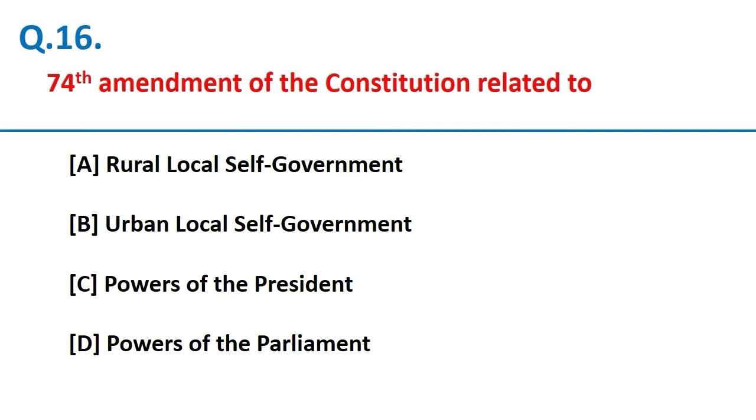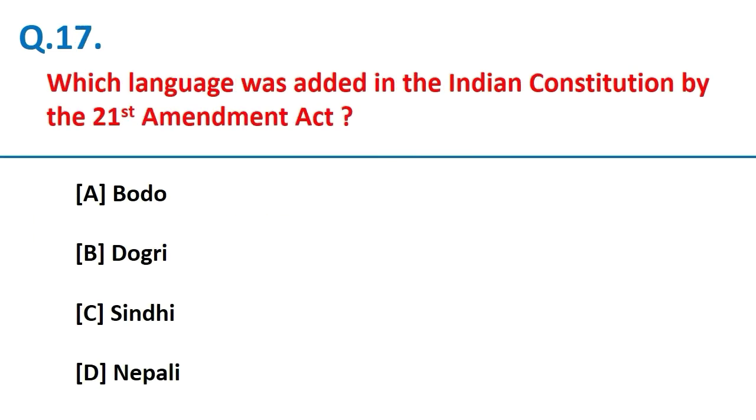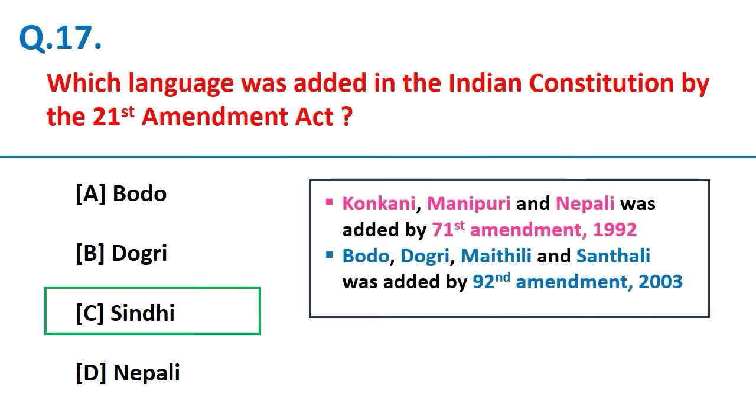74th Amendment of the Constitution related to urban local self-government or municipalities. Which language was added in the Indian Constitution by 21st Amendment Act? Sindhi. Friends, Konkani, Manipuri and Nepali were added by 71st Amendment Act of 1992. Bodo, Dogri, Maithili and Santali were added by 92nd Amendment Act of 2003.